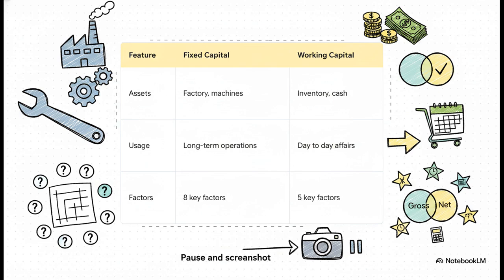On the right, working capital. It's for daily operations, measured by gross and net formulas, and governed by 5 specific factors. Again, I highly encourage you to pause the explainer right here and screenshot this. It is the absolute perfect cheat sheet to review the night before your test.